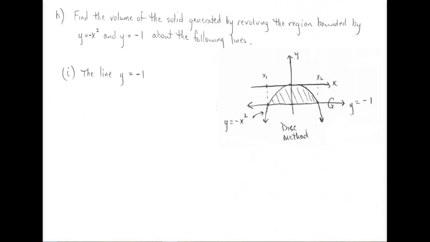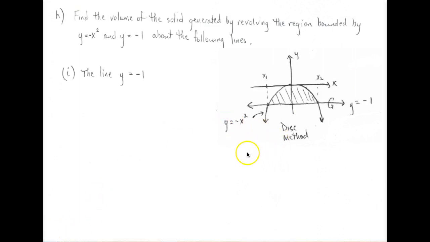So first thing that we see here is that if we draw y is equal to negative x squared, it looks like this downward opening parabola. And of course, y equals negative 1 is this horizontal line. And the area that's bounded by it is in here. So what we need to do is find out where these two curves intersect, because that is going to be where our limits of integration will be. So we'll go ahead and handle that first.